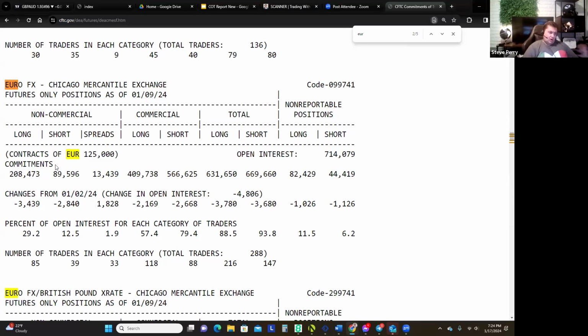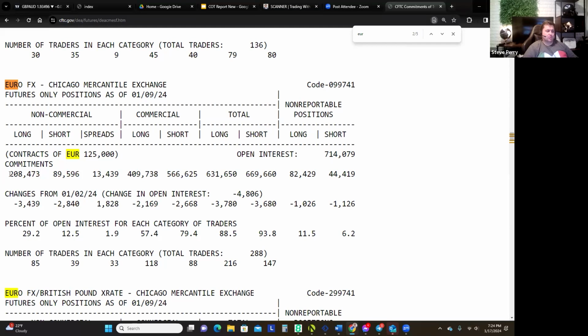But then you got non-commercials. Again, these guys take trades in the right direction most of the time. And so that's why we want to follow these guys long term. So right now, most banks, as you can see, have long positions on the euro, and they have smaller short positions on the euro right now.